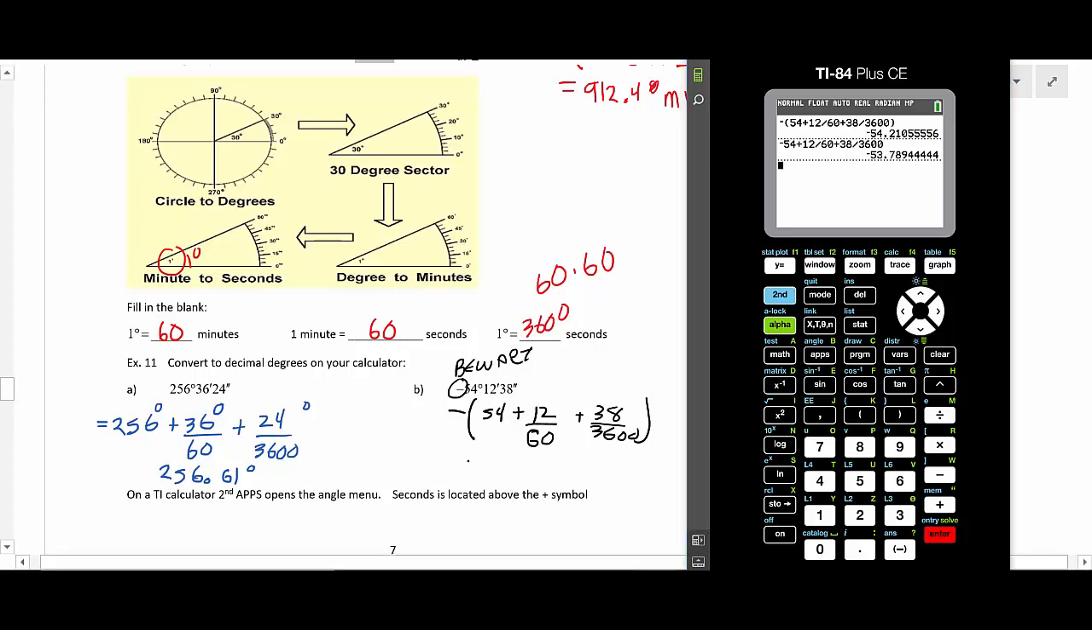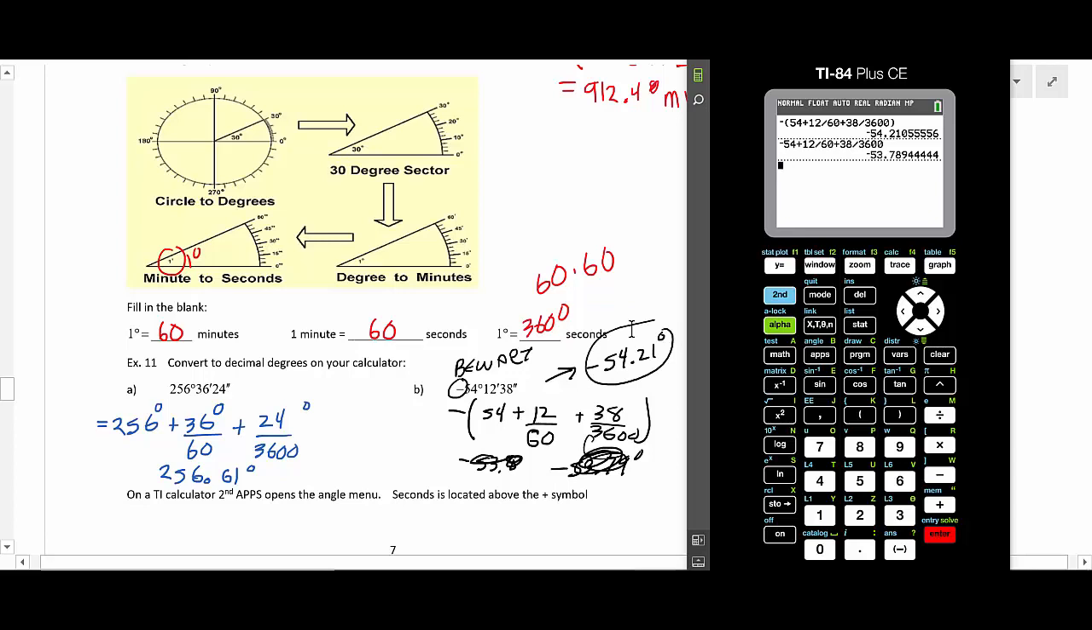So the answer on this would just be negative 53.79 degrees like that. Oh, that's the wrong one. I was trying to make such a big point of that, wasn't I? Okay, thank you. Negative 54.21 degrees is what you should have. All right. Now, let me show you a second way.